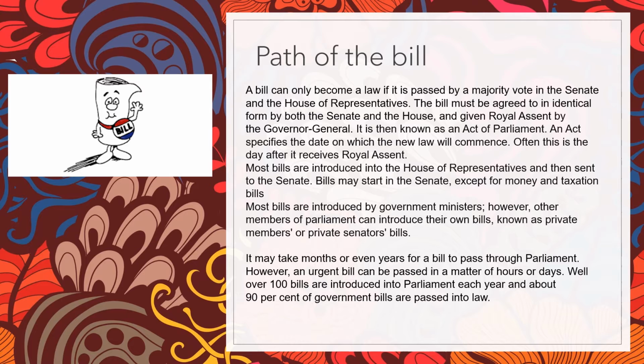Most bills are introduced into the House of Representatives and then sent to the Senate. Bills may start in the Senate except for money and taxation bills. Most bills are introduced by government ministers. However, other members of Parliament can introduce their own bills, known as private members or private senators' bills. It may take months or even years for a bill to pass through Parliament. However, an urgent bill can be passed in a matter of hours or days. Well over 100 bills are introduced into Parliament each year, and about 90% of government bills are passed into law.